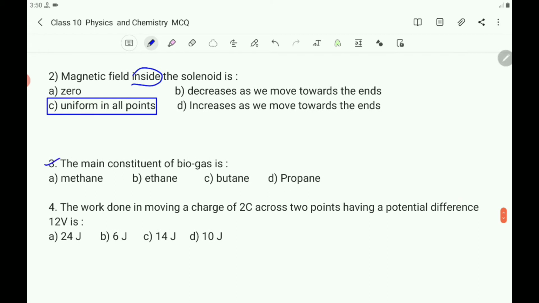Next, you take the third question. The main constituent of biogas is methane. Methane is the main constituent of biogas. Option A is the answer.